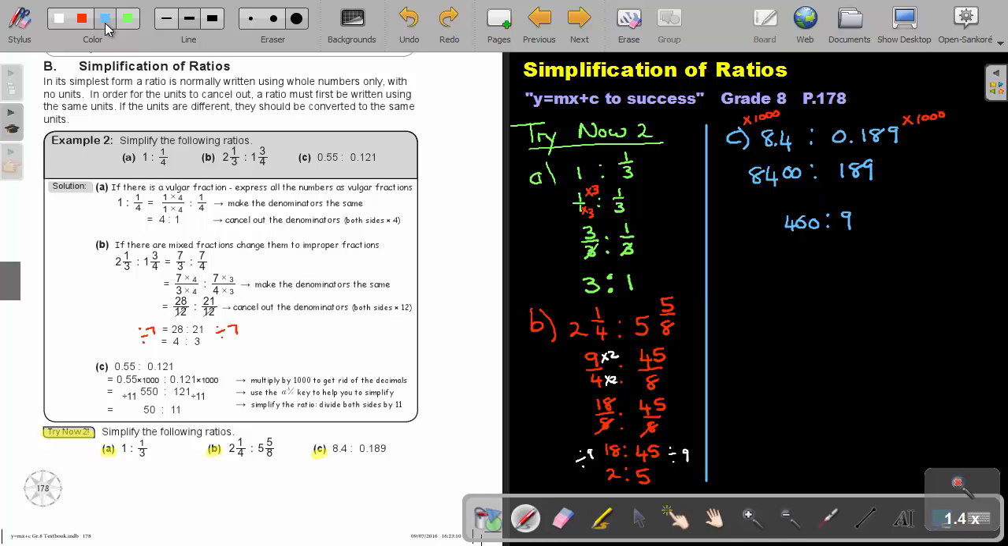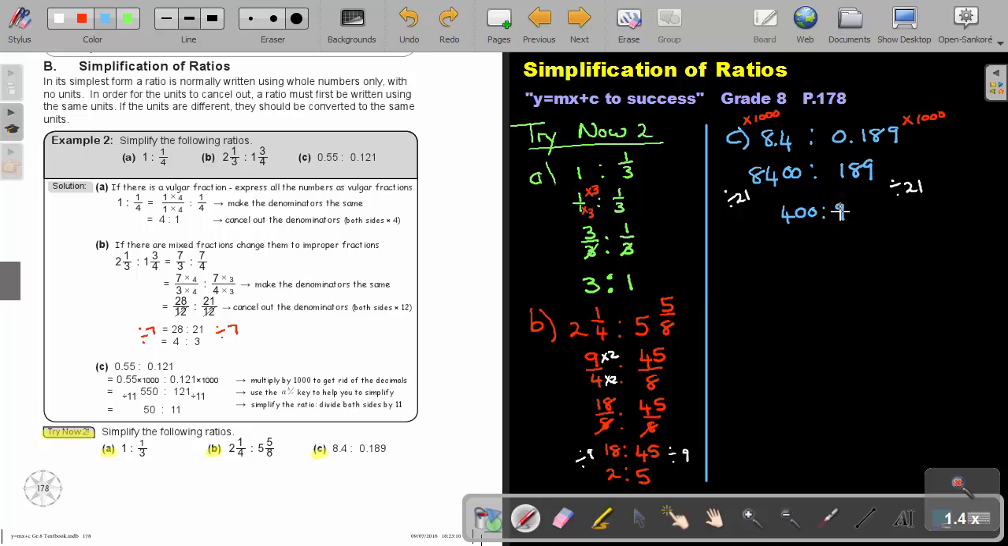But that was basically just dividing by 21 and 21, or divide by 3, divide by 3, divide by 7, divide by 7, until you come to the final answer, which will be 400 to 9.